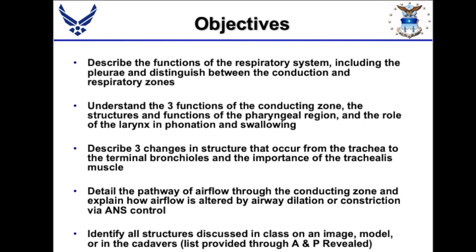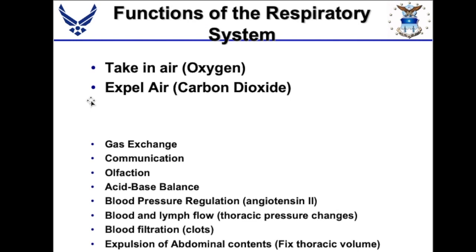First, we're going to look at the objectives. As you can see here, describe the functions of the respiratory system, including the pleura, and distinguish between the conduction and the respiratory zones. So what is the function of the respiratory system? Well, it's to take in air, to get oxygen, and to expel air, release carbon dioxide. Those are the main functions.